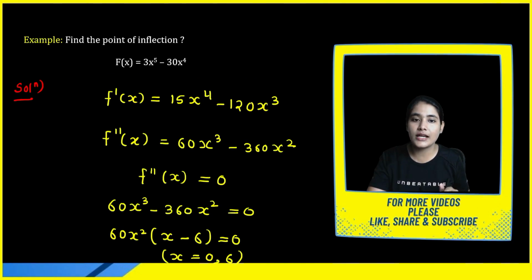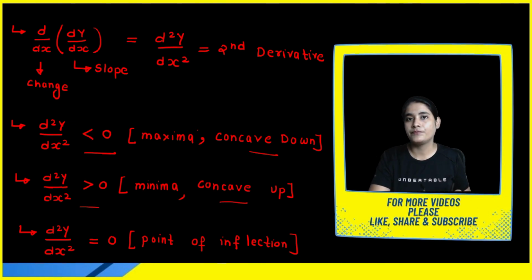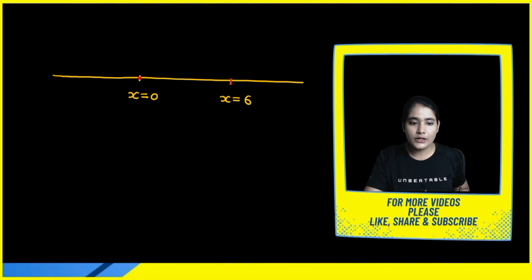And how are we going to check whether the concavity is changing or not? With the help of the double derivative. If it is less than 0, then we will get concave down. If it is greater than 0, we will get concave up. So what are we going to do? We are going to consider some random values.